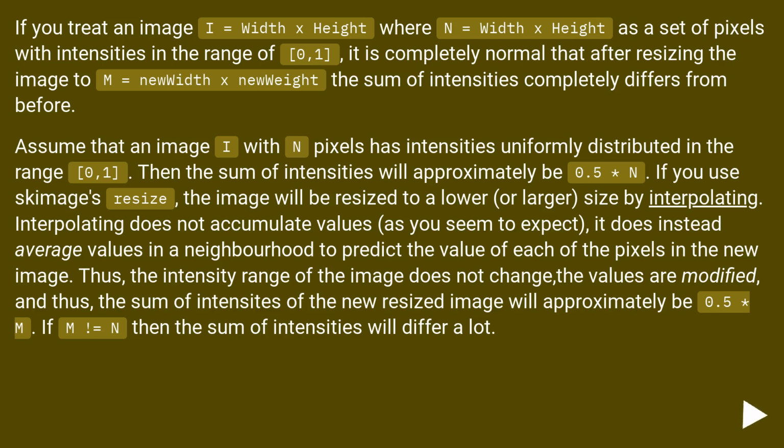If you use skimage's resize, the image will be resized to a lower or larger size by interpolating. Interpolating does not accumulate values, as you seem to expect; it instead averages values in a neighborhood to predict the value of each of the pixels in the new image. Thus, the intensity range of the image does not change, the values are modified, and the sum of intensities of the new resized image will approximately be 0.5m. If m is not equal to n, then the sum of intensities will differ a lot.